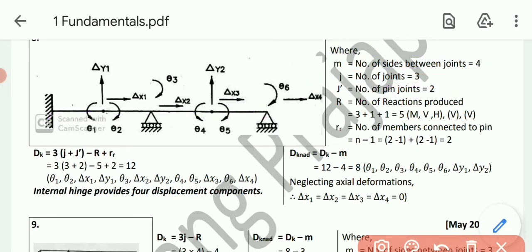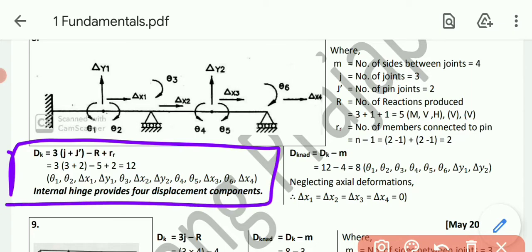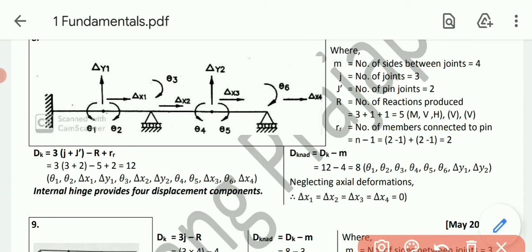Now talking about the reactions produced. So ultimately, first of all, DK, that is 3 times J plus J dash minus R. Okay, and the RR is the remaining one. RR means the number of sides joined minus 1. 1, 2 sides are joined, so 2 minus 1 for this one. Again the number of sides joined is 2, minus 1 for this one. So ultimately the answer is 2. As we have got all the answers, now DK.